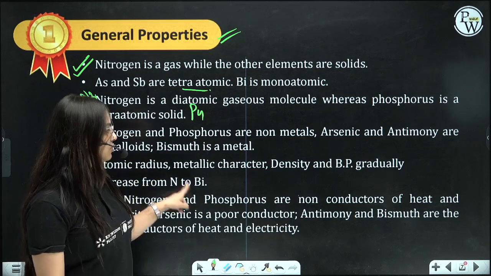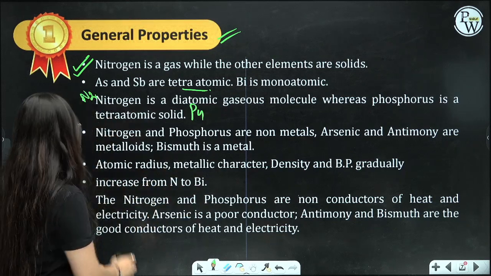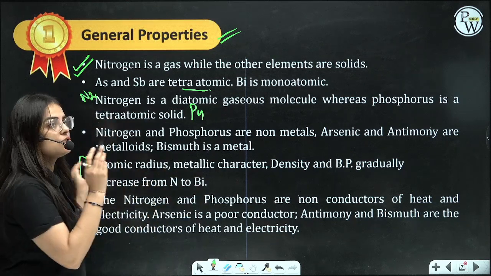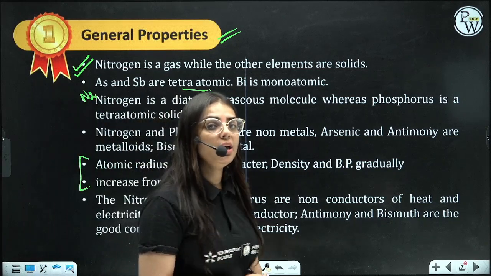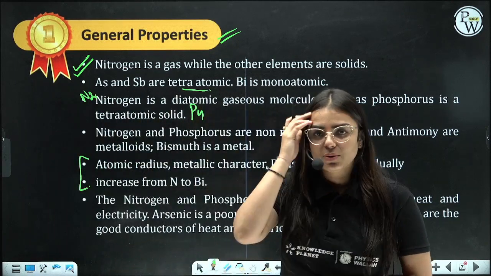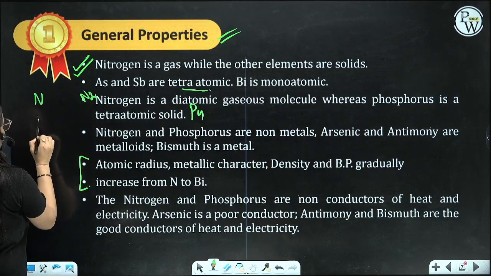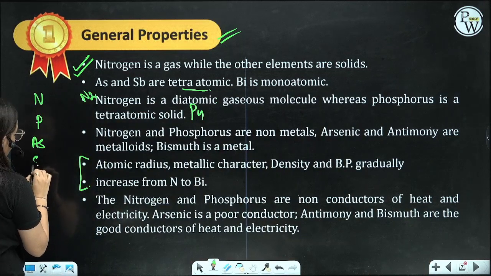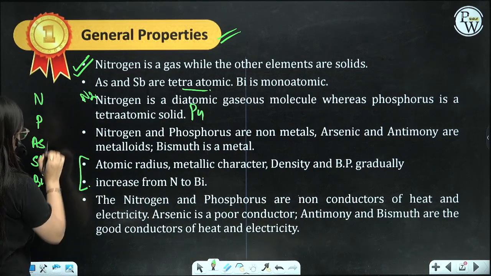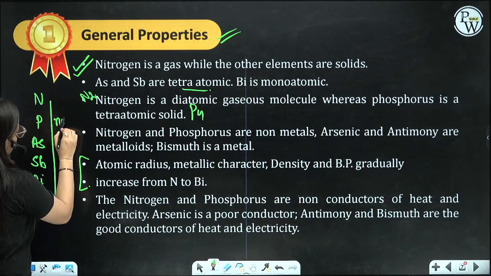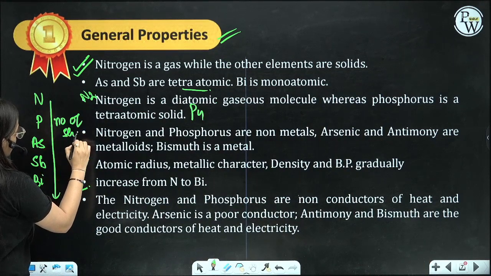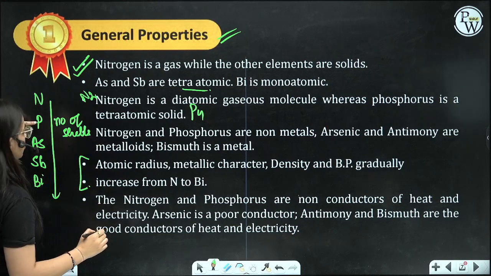Atomic radii. Now, this is basically very, very easy. And see here, they have just given you a general way to remember that. But yes, I'll tell you in detail. See, students, when I'm talking about nitrogen, phosphorus, arsenic, antimony and bismuth, from top to bottom, the number of shells is increasing. Here the number of shells is 2, 3, 4, 5, 6.